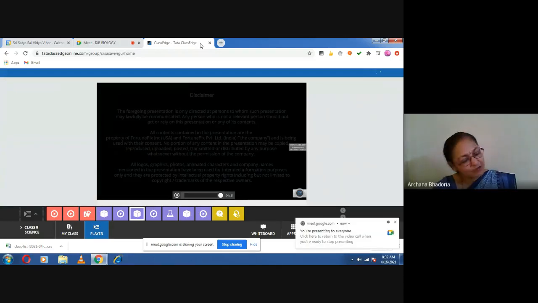So that is what I wanted to say, that a plant cell will behave in two different ways if it is placed in two different solutions. If it is placed in hypertonic solution, so what will be the result? If the plant cell is placed in hypertonic solution, so what will be the result? Speak up quickly, children.